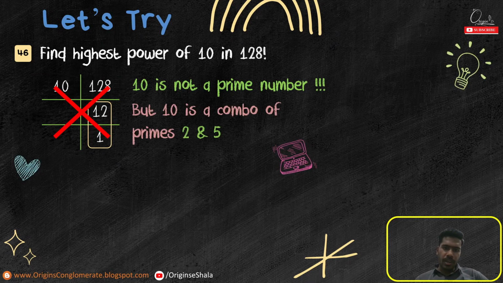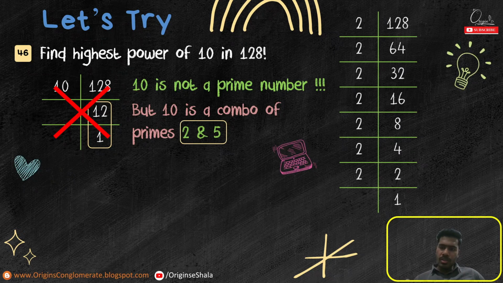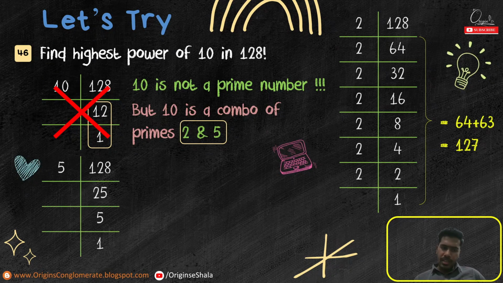But we do know for a fact that 10 is a combination of primes, 2 into 5, right? It is a multiplication of both of them. So what we can do is find the IGP of these two numbers in 128 factorial, and that's what we are going to do. First we will find it for 2, and similarly we will repeat the same procedure for 5, and you will be left with IGP of 127 and 31 respectively.